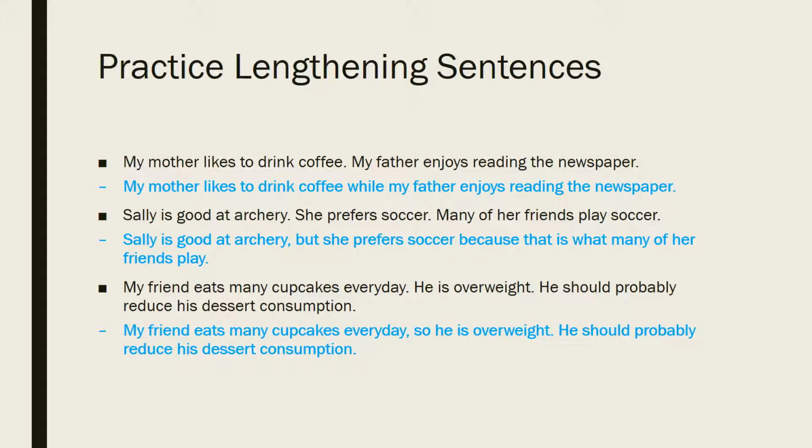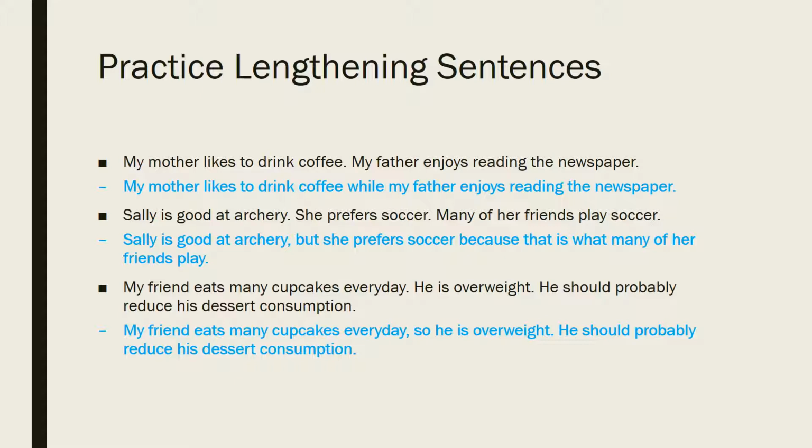And the second one, 3 very short sentences, and so instead of these 3 short ones, I combined it into 1 long one. So, Sally is good at archery, but she prefers soccer because that is what many of her friends play. And you even see I replaced some of the words because I didn't want to repeat the word soccer twice, and so I changed that last sentence into kind of a noun clause, what many of her friends play.